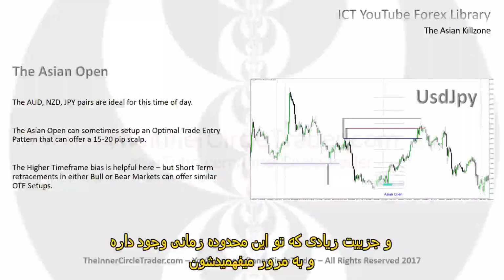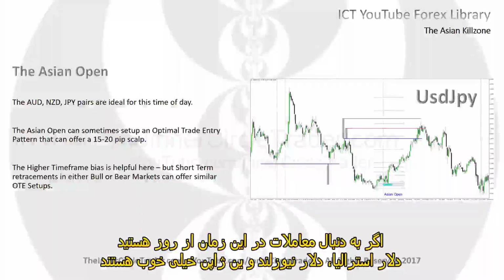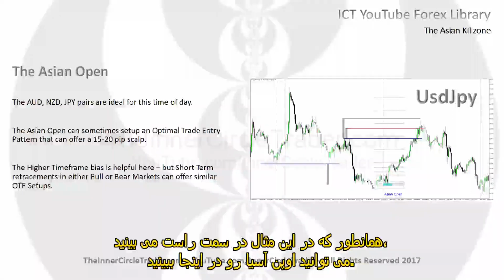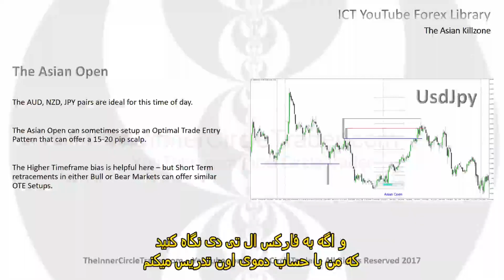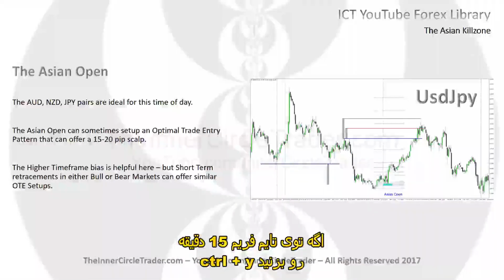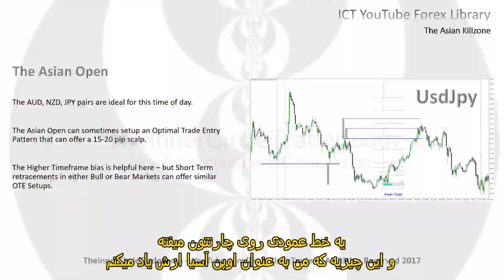There are a lot of other details that go into this time frame, but if you are looking for trades in this time of day, these pairs, the Aussie, New Zealand dollar, and Japanese yen, tend to do very well. As you can see here in this example to the right, the Asian Open is delineated here. And in Forex Ltd, the demo account I teach with, if you hit Control Y on a 15-minute time frame, that vertical line is going to be delineating what I refer to as the Asian Open.